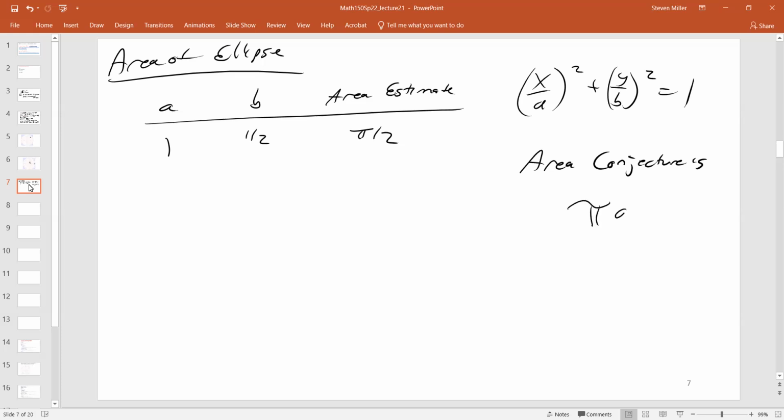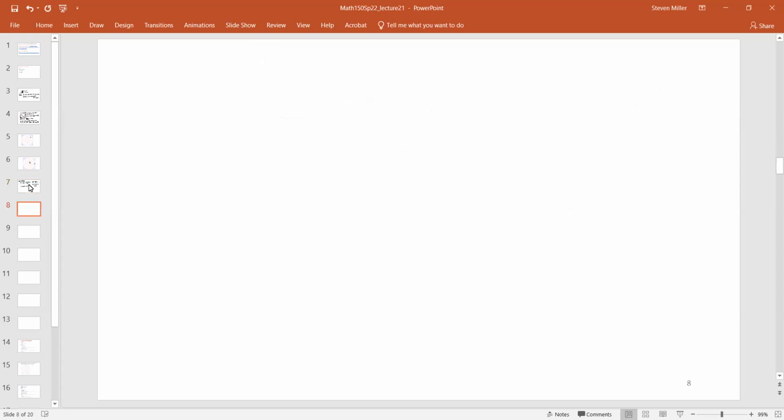Yeah, pi times AB. Now, is there a special case where you can test the conjecture where you know the answer? Circle. Good. If A equals B equals R, we get pi R squared. So this formula at least reduces to the formula for the area of a circle in the special case when the ellipse is a circle. And it seems to generalize. If I have an almost circle, say A equals 1 and B is close to 1, then the area should be close to pi. So this is a very reasonable formula. And then we can talk about how we would try to prove this.